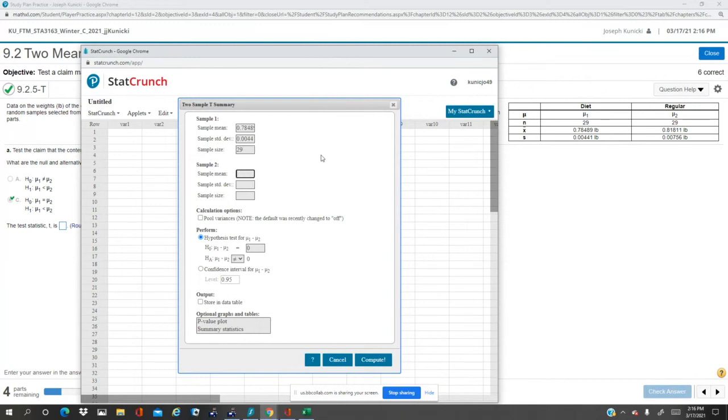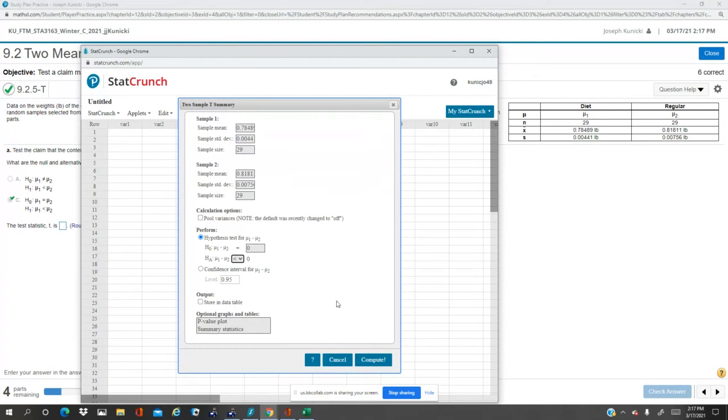For number 2, sample mean 0.81811. Standard deviation 0.00756. And sample size is 29. And we said it was a left-tailed test, that mu1 was less, so I have to change this to less than. mu1 is less than mu2.